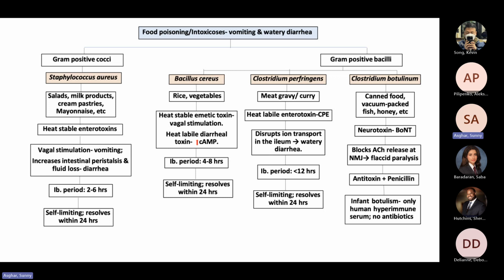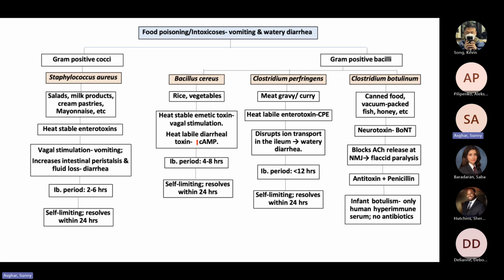And then also knowing what the symptoms are, because this is causing pain and loss of fluid, which is watery diarrhea, as opposed to just diarrhea over here, but no increase in intestinal peristalsis.